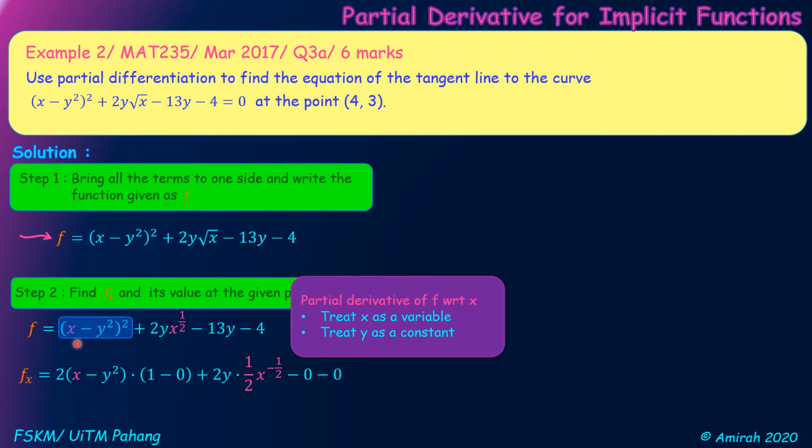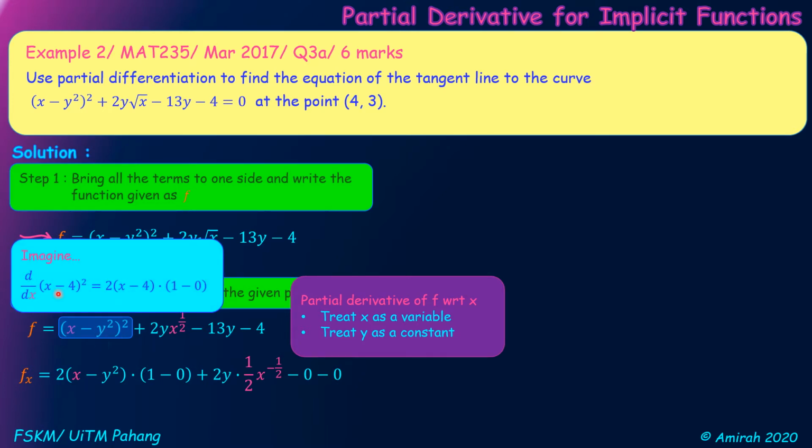Alright, from (x minus y squared) squared. To differentiate, we just imagine, let's say we have the derivative of (x minus 4) squared with respect to x. From here, we imagine, let's say, our y equals 2, because now we treat y as a constant. So 2 squared equals 4, and we just want to differentiate (x minus 4) squared.